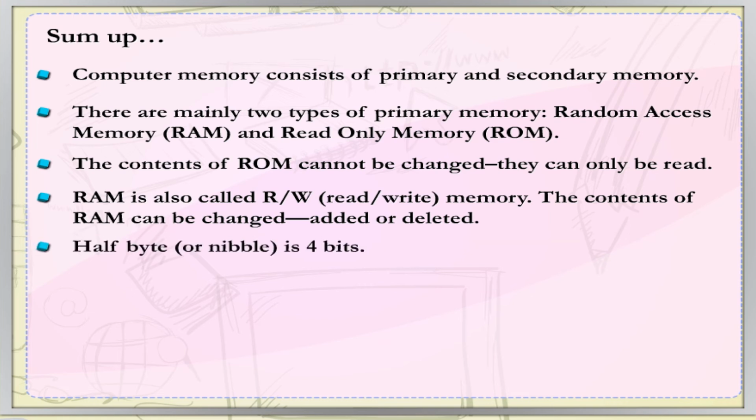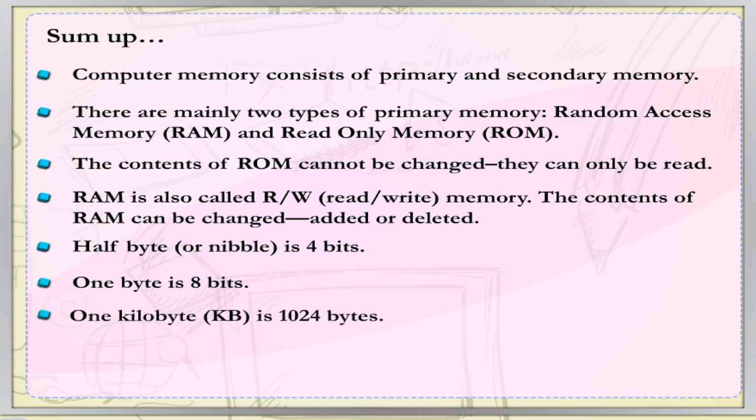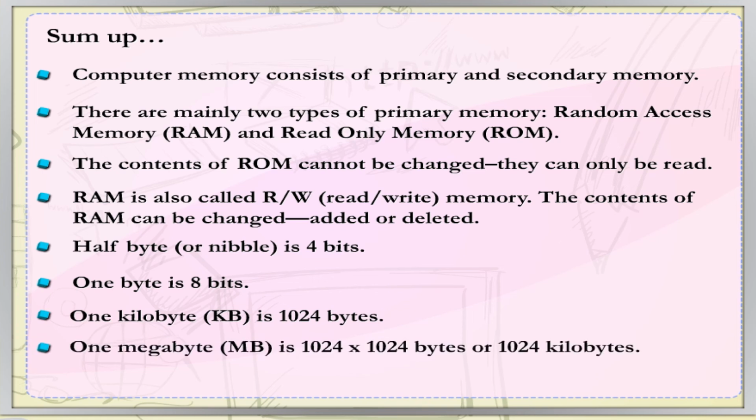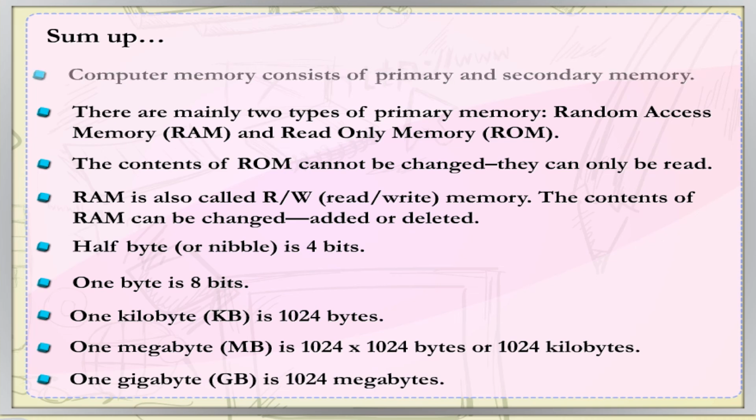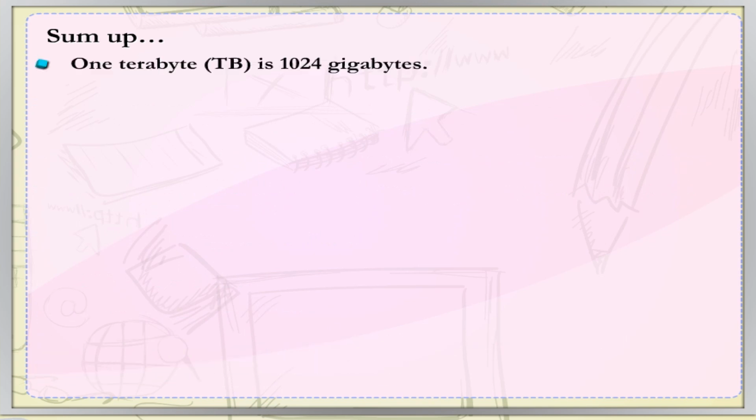Half byte or nibble is 4 bits. 1 byte is 8 bits. 1 kilobyte, KB, is 1024 bytes. 1 megabyte, MB, is 1024 into 1024 bytes or 1024 kilobytes. 1 gigabyte, GB, is 1024 megabytes. 1 terabyte, TB, is 1024 gigabytes.